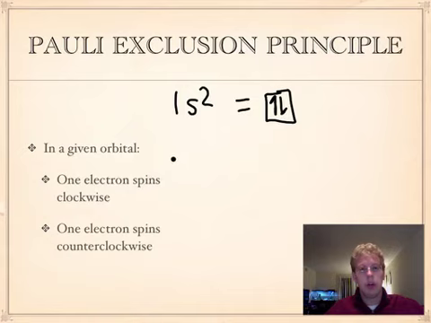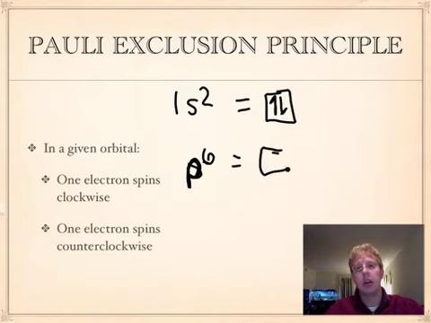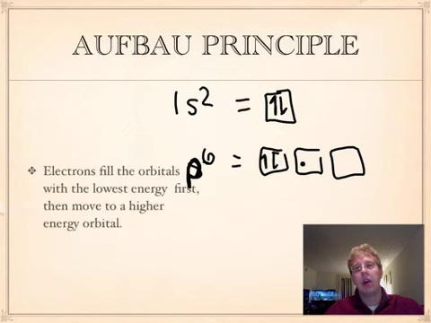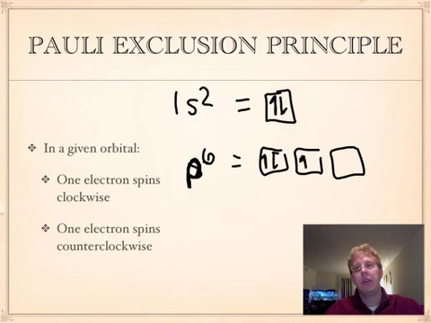If we were to look at a p sublevel that had 6 electrons, each orbital again can only hold 2 electrons, so I would need to have 3. And they are going to, again, fill so that one spins clockwise and one spins counterclockwise.